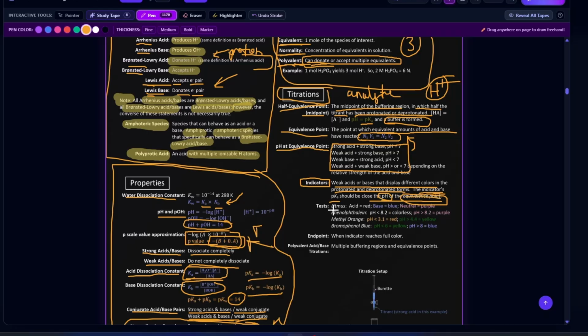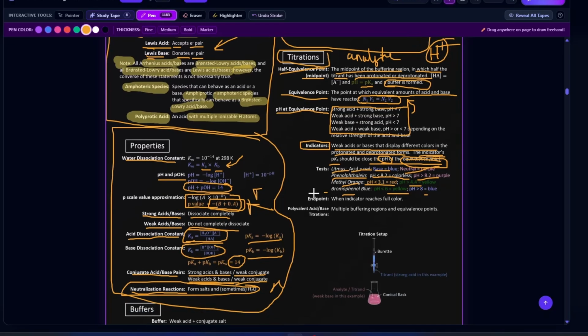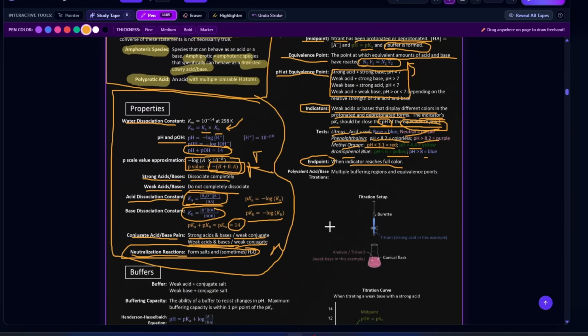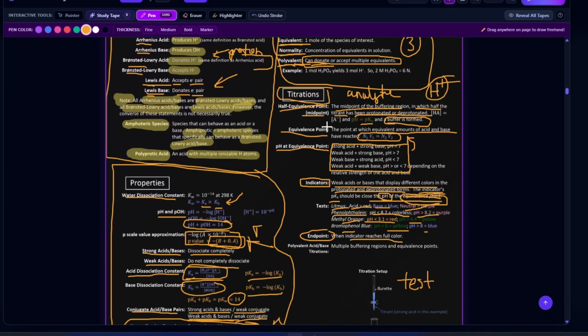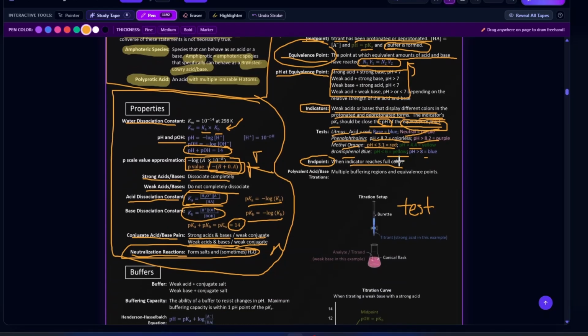So if you have a litmus test, an acid is red, a base is blue, and a neutral is purple. So you have to know this. If you have a test that's phenolphthalein, you just have to memorize these, right? And so the endpoint is when the indicator reaches its final color. So basically titration is like a test, right? An experimental test, or not a test, but yeah, you can call it a test, where you're looking for the equivalence point. And when the indicator finally reaches full color, then we call it the endpoint.